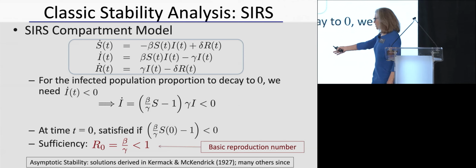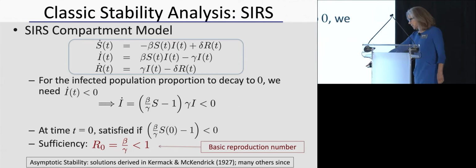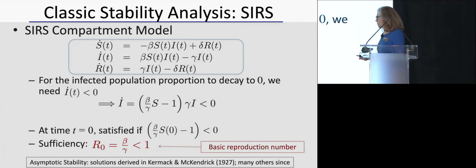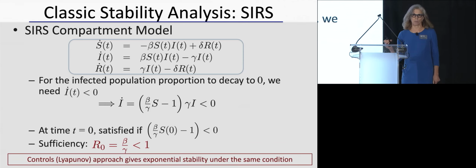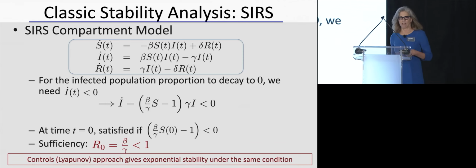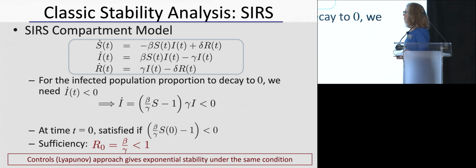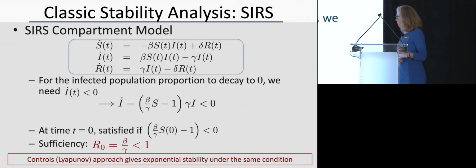And so this analysis guarantees us asymptotic stability. And as I said, this was completed about 100 years ago. If we use Lyapunov methods, we can actually show the same condition guarantees exponential stability, which means we converge a lot faster to that equilibrium point, which we care about, right? We really don't want to wait till infinity to converge to the disease-free state.